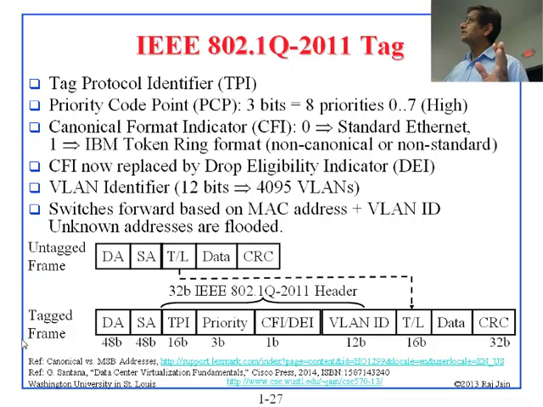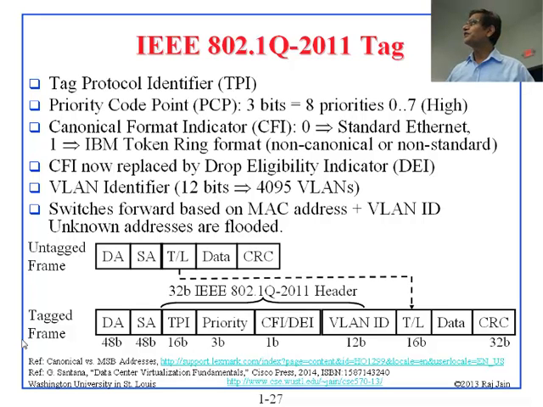So there is a canonical format which is for Ethernet standard format, which is 0. CFI is 0 means it is standard format. If it is 1 means it is token ring format, because there was a case also where you could have token ring bridged into Ethernet, because both of them are 802 frames. You might want to send them over Ethernet sometime. So CFI indicates whether this is canonical or not. Now there are no token rings, so we don't need CFI.